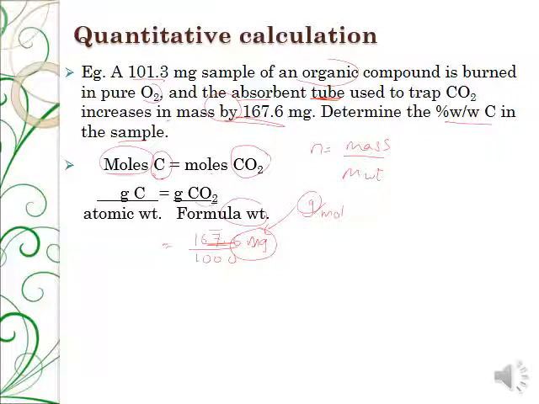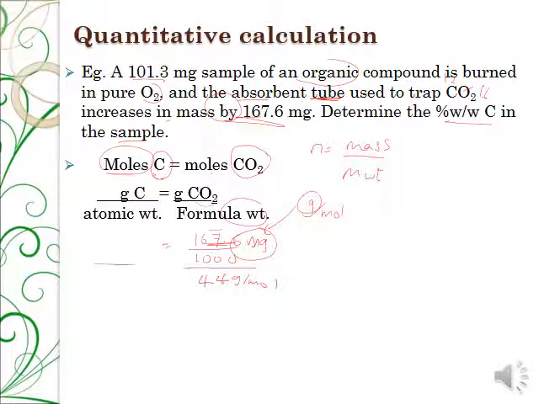So the formula weight of carbon dioxide: this one is 16, this one is 12 gram per mole. So 16 times 2 plus 12, we get 44. So here, 44 gram per mole.